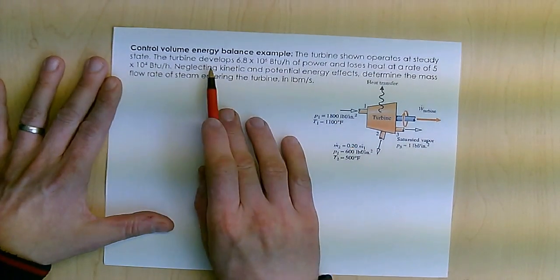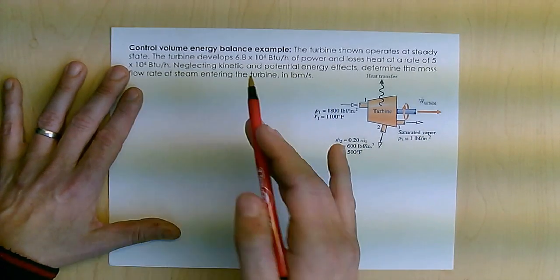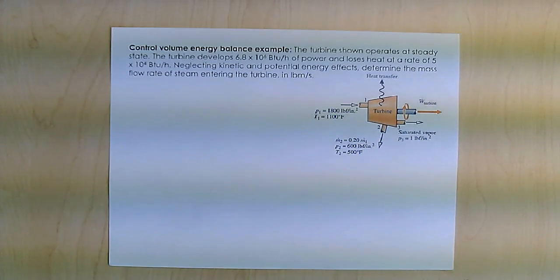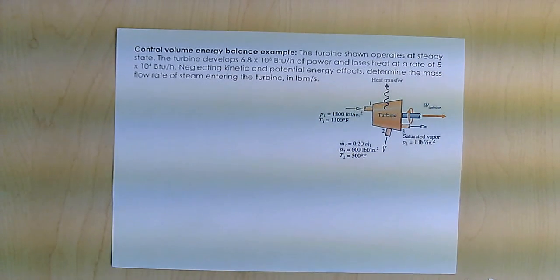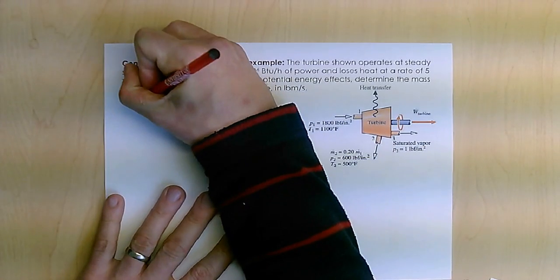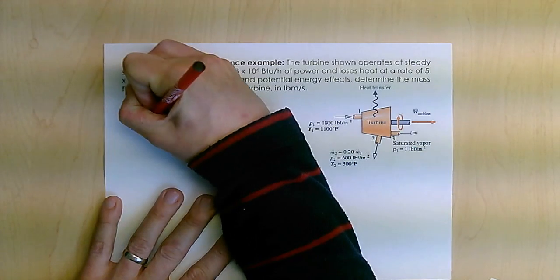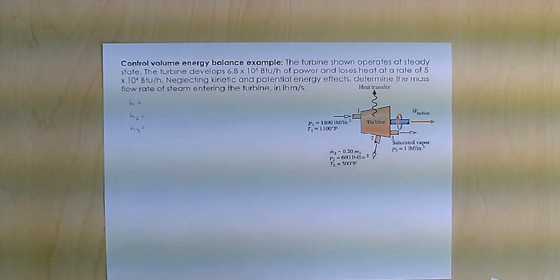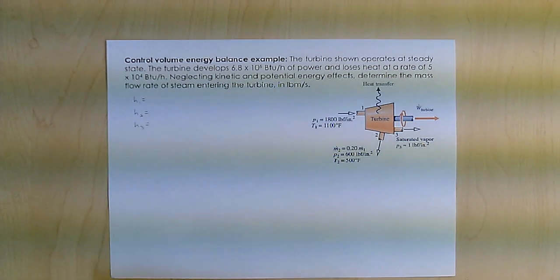As per usual, we're going to neglect kinetic and potential energy, and I want to find the mass flow rate of the steam entering the turbine. So the first thing I need to do in this problem is calculate my H values. So I'm going to go look up H1, H2, and H3 from my systems here. And I've got basically two properties, so I should be able to find any other one.